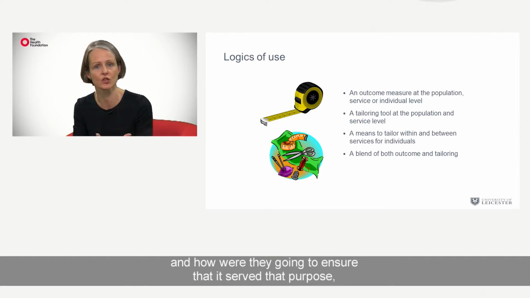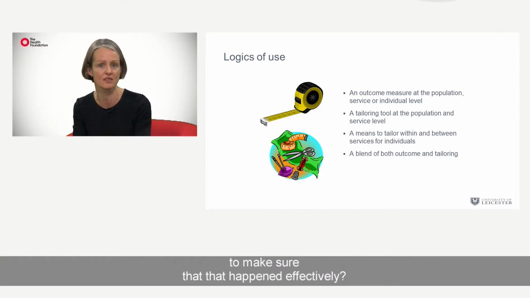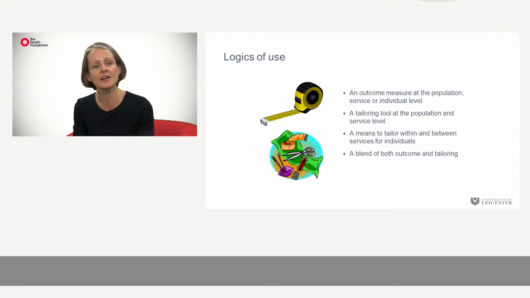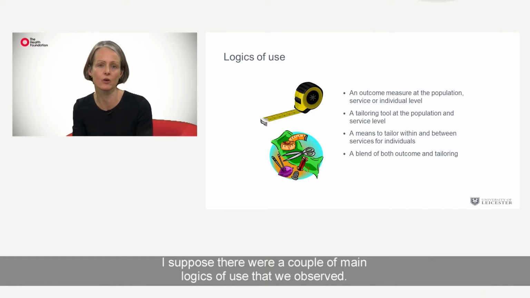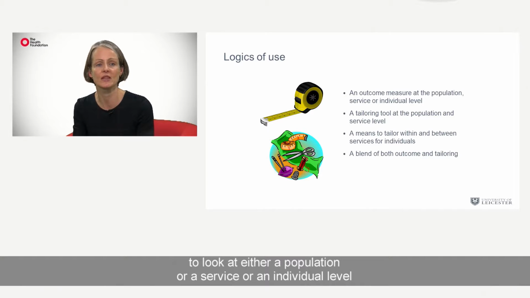And how were they going to ensure that it served that purpose? And what did they need to do around it to make sure that that happened effectively? And we saw that there were, I suppose, a couple of main logics of use that we observed. One was as an outcome measure to look at either a population or a service or an individual level.